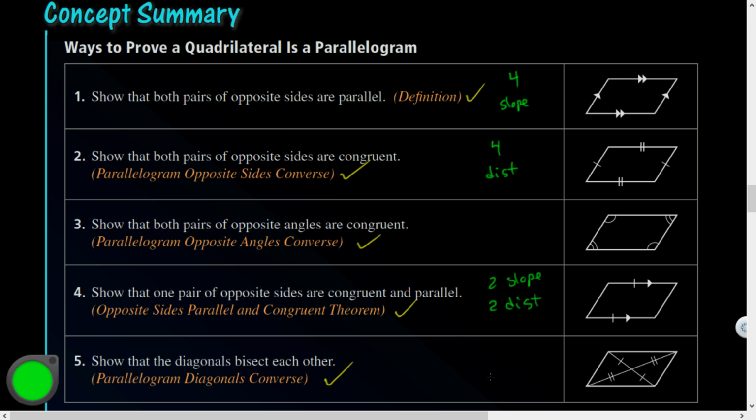A midpoint formula, and how many midpoint formulas do I have to do? 2. I would do the midpoint of these 2 and the midpoint of these 2. And if I show they're the same, so if you're doing this, use this method in the coordinate plane. It's the easier formula, and you only have to do it twice.